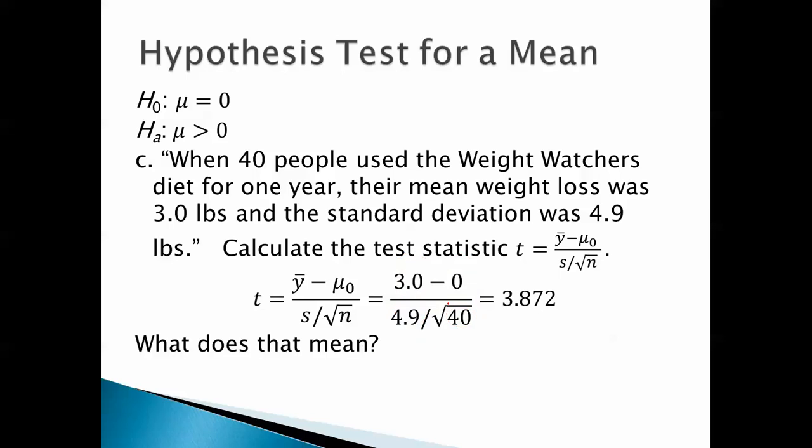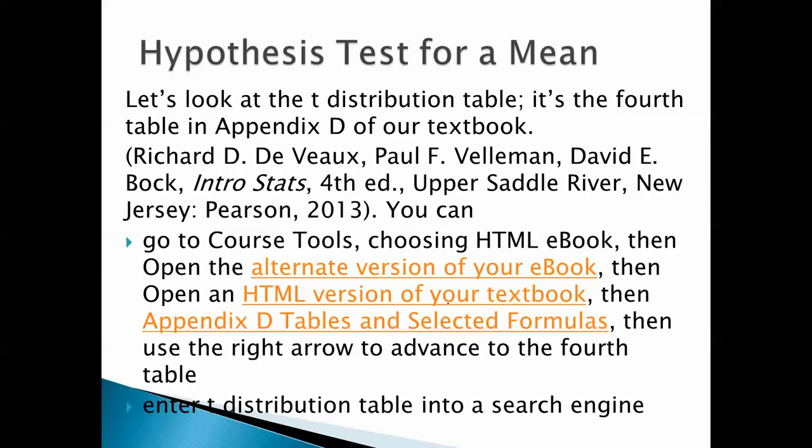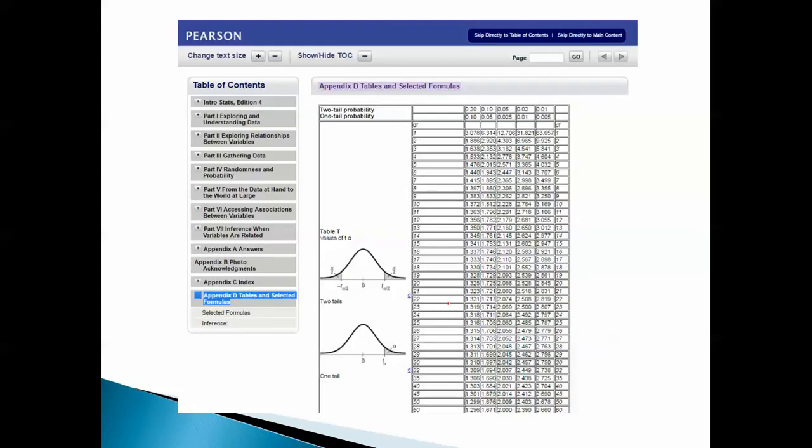Whoa, what does that mean? Okay, let's look at the t-distribution table. Again, it's in Appendix D of the textbook. You can go online and find that, or you can enter t-distribution table into a search engine. And here's what we get. We get something that looks like this.